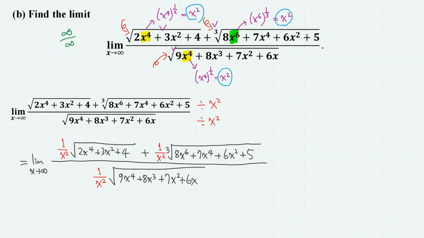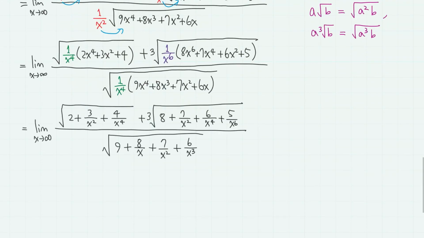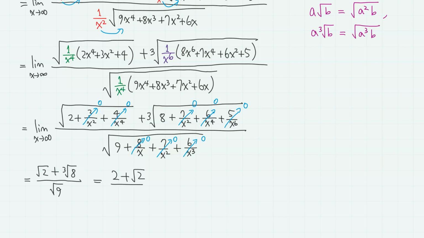So we have this. Now, when we plug in these 1 over x squared into radicals, for square roots, the terms becomes 1 over x to the power of 4, because it must be squared. And for this cube root, the term must be cubed, so we have 1 over x to the power of 6. So we have this. And knowing that these terms all tend to 0, we have square root of 2 plus cube root of 8 divided by square root of 9, which is 2 plus square root of 2 divided by 3.